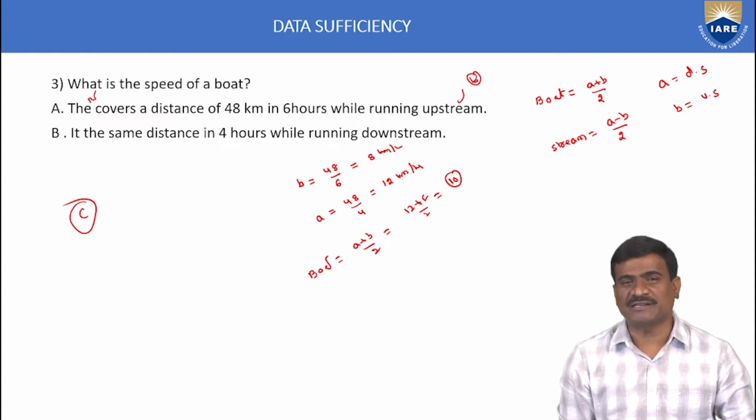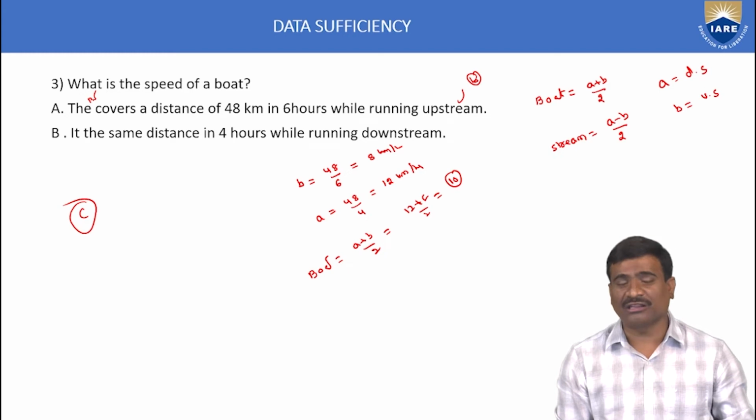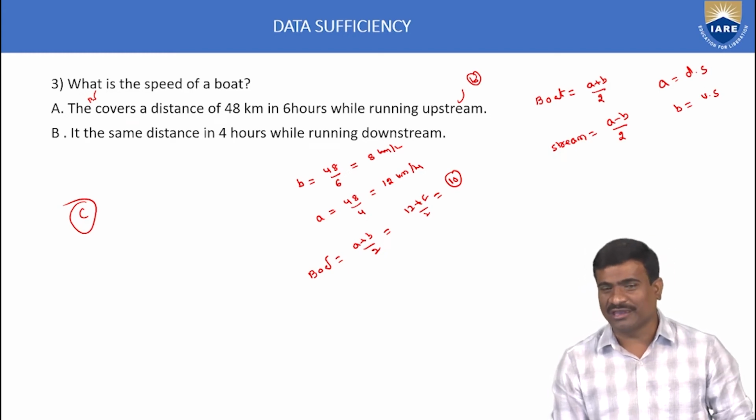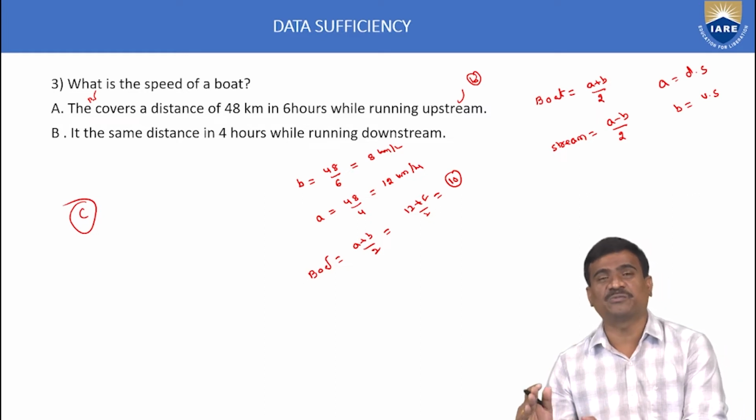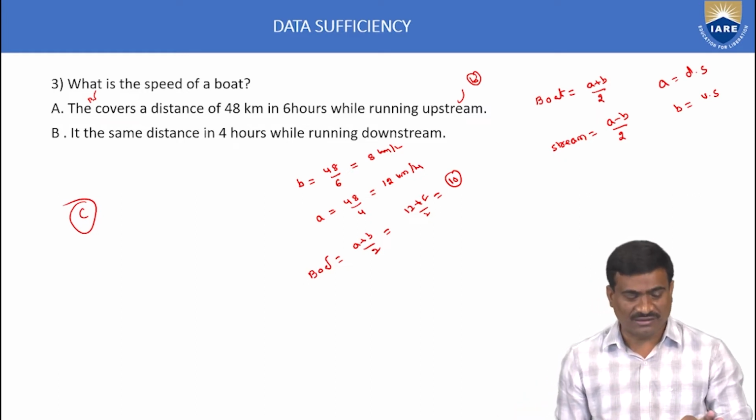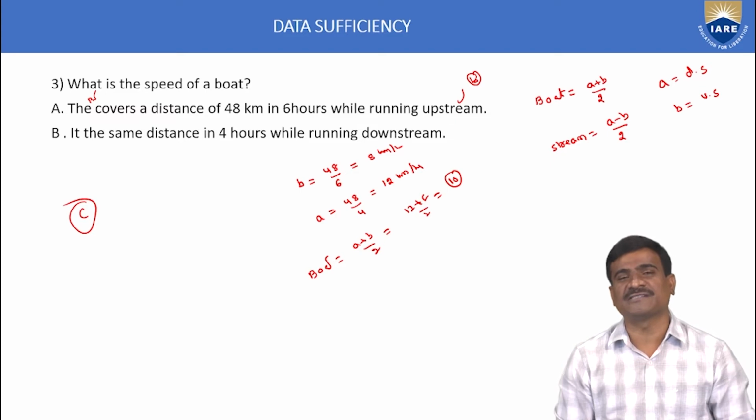This topic depends on only two methods. One is (a plus b) by 2. Another one is (a minus b) by 2. That is, x plus y and x minus y. These models belong to boat and stream. Then for this third question, the answer is option C only.